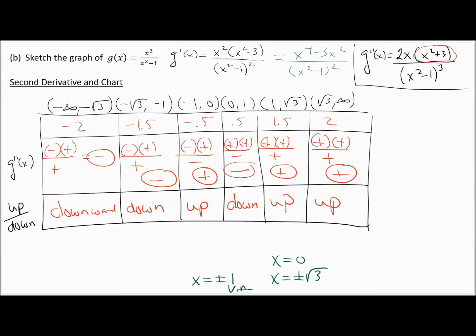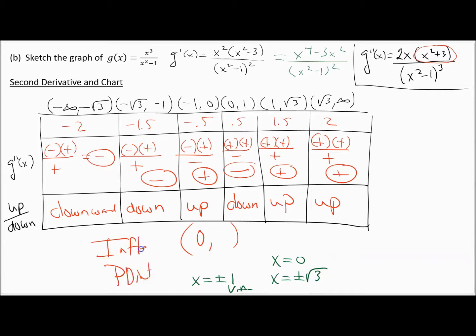Now, let's look at where it changed. Notice it changed right here, down to up, which means we would have an inflection point at -1, but remember -1 was undefined. There's a vertical asymptote there. So there is no inflection point here. Here in the middle, we changed from up to down. Now 0 is a true critical number for the second derivative, so this is an inflection point. So at 0, whatever y value that is, you have an inflection point.